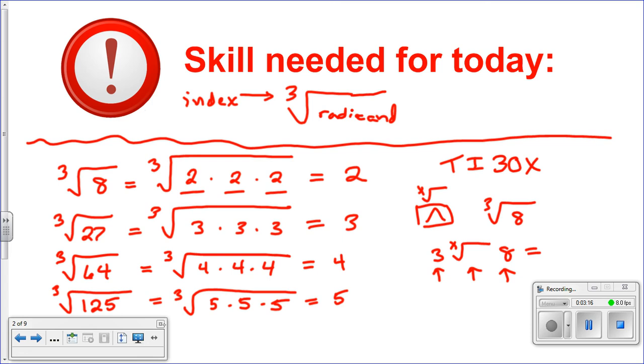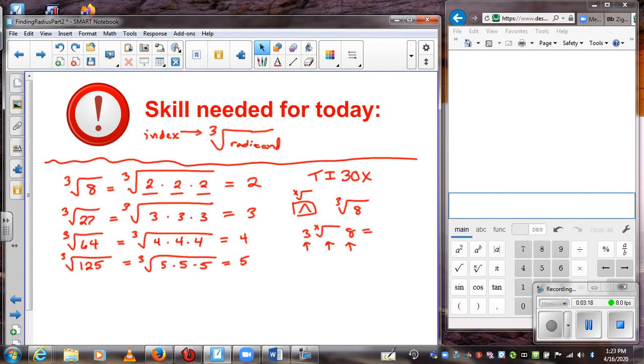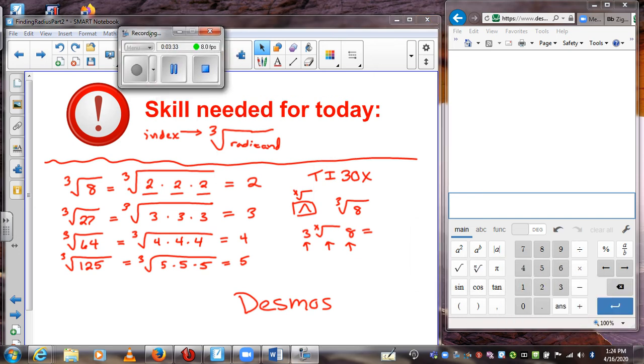Okay, I'm going to show you the calculator that I found online. This is Desmos. You can find it on the internet. Actually, they have some apps that you can put on your phone as well. They have a graphing calculator and a scientific calculator. I'm going to be using the scientific calculator today.